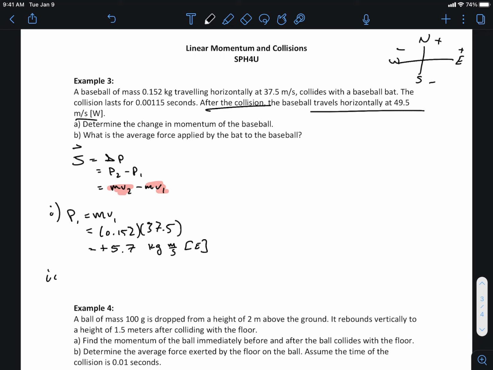But then we could do part two, where we find the momentum after the fact. And we're going to see, well, it's the same baseball, but this time it leaves at 49.5 meters per second west.